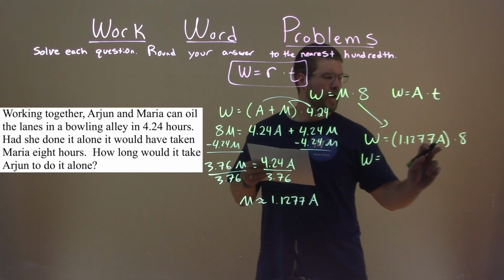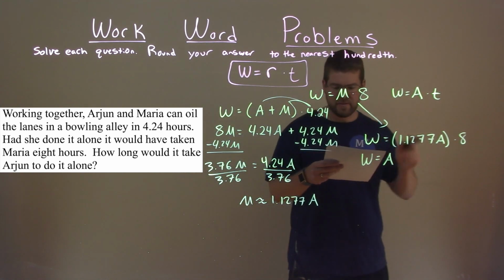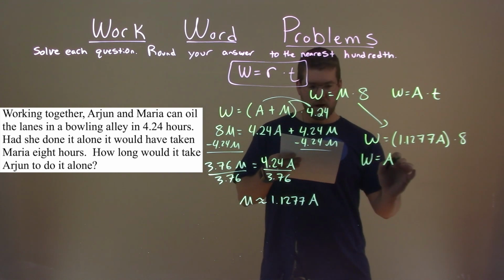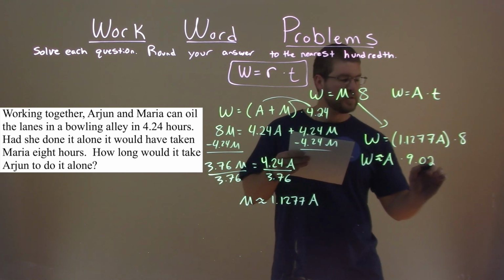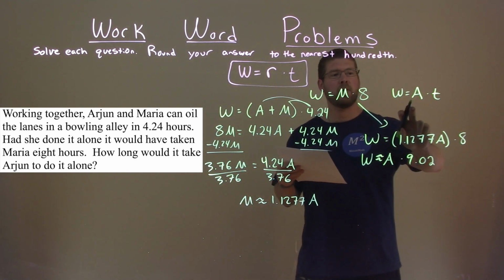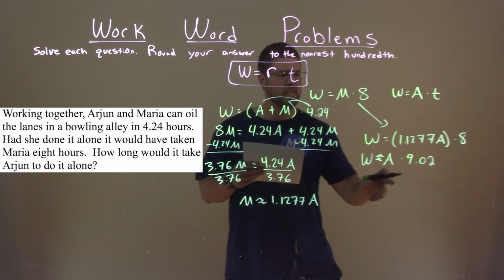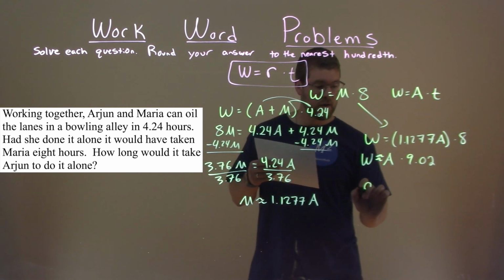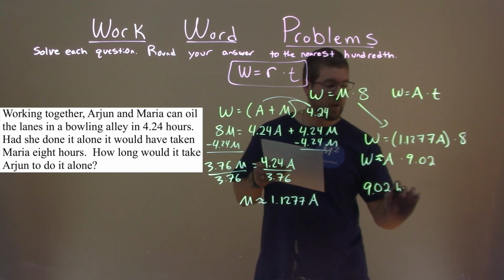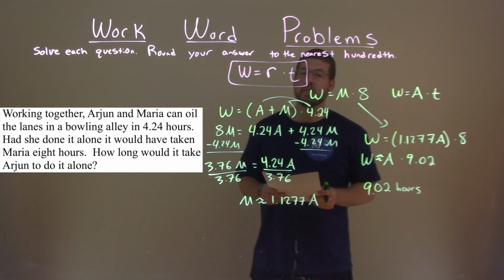And what happens here? Well, I'm going to rewrite it. It's all multiplication. Let's put a first. And 1.1277 times 8 comes out to be approximately 9.02. And so we can see that now with our formula for Arjun's work rate, the time there is 9.02. So 9.02 hours is how long it would take Arjun to do it alone.